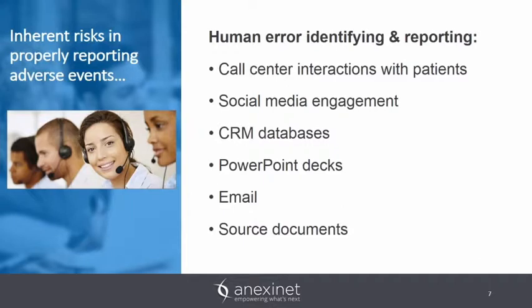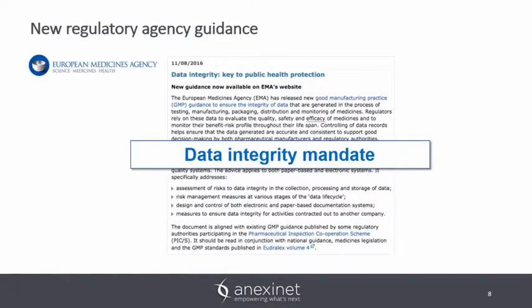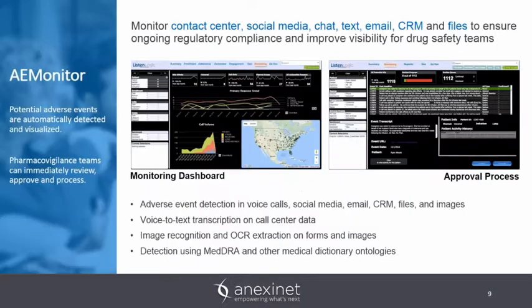But there is also a high potential risk for pharma companies to properly report AEs. Most PV processes rely on manual workflow, requiring human identification and reporting across patient interactions, databases, and source documents. And new regulatory agency guidance, especially the data integrity guidance from the European Medicines Agency, released in late 2016, stating good manufacturing practice is to ensure the monitoring of medicines, makes automation a must.